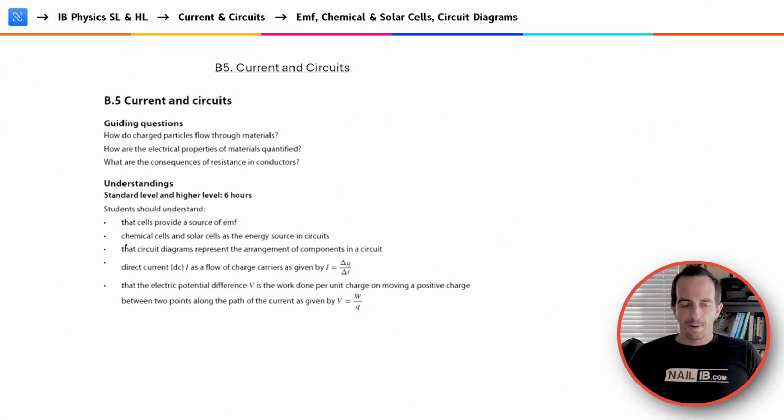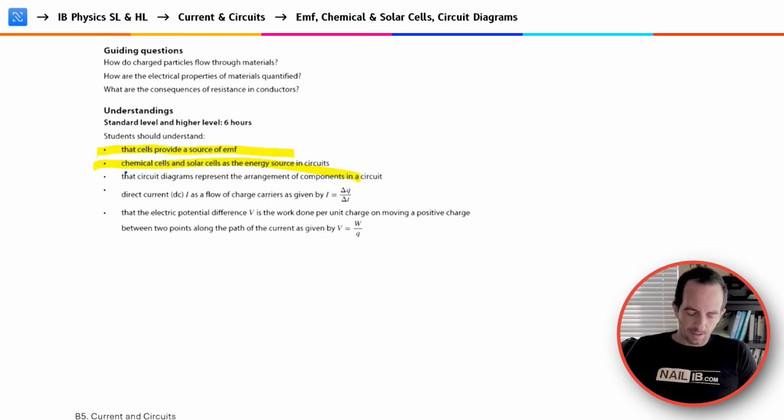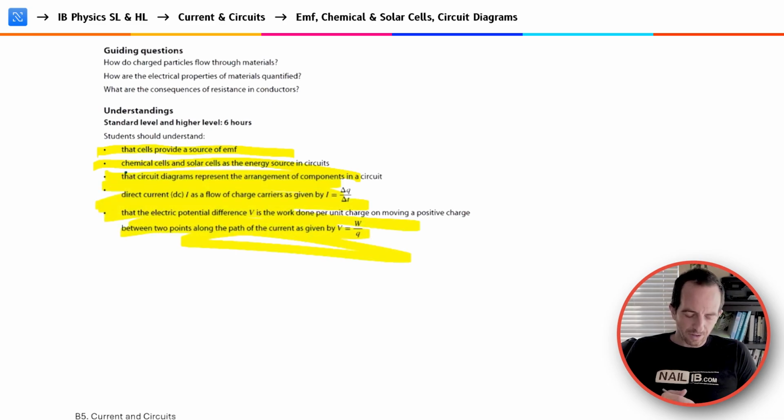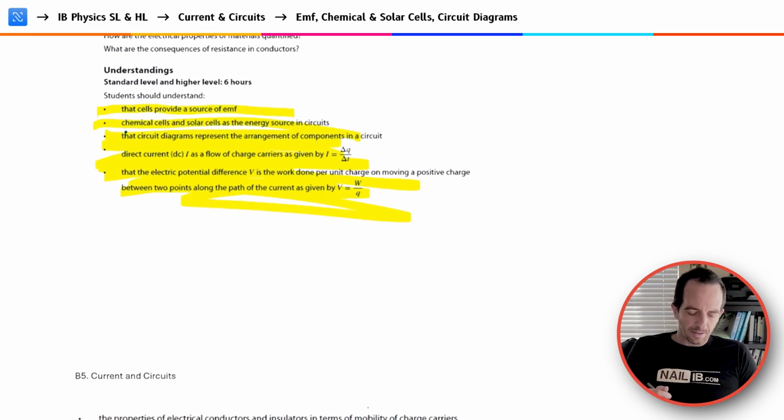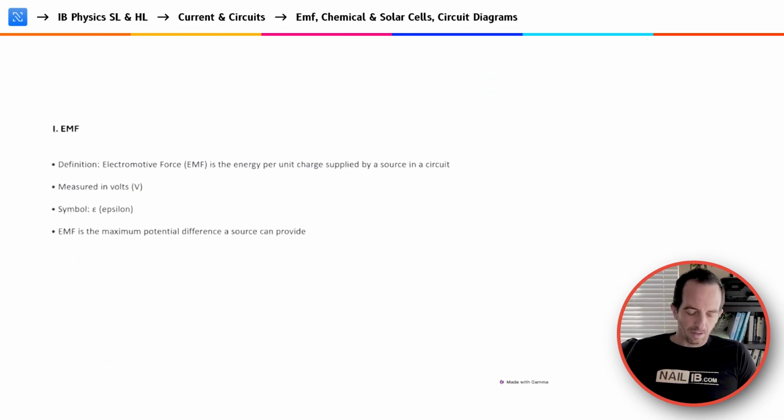To B5 Part 2, Current and Circuits. We will look at some of these first standards that come up. Some of them we've seen in the first video, but I want to review some of those and also take a look at EMF, electromotive force, and how some of these energy sources work with chemical cells and solar cells, and circuit diagrams. Let's get started.